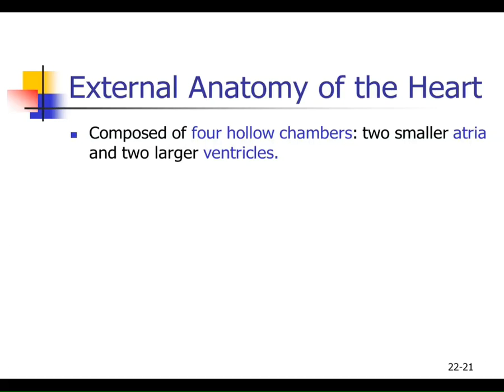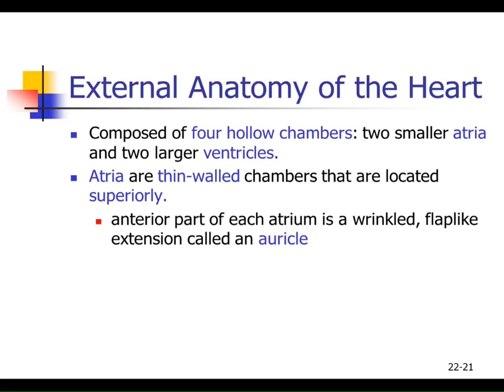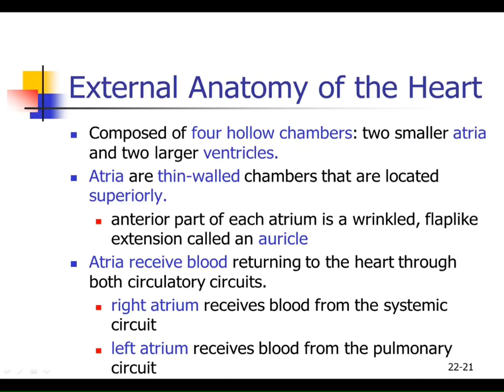Now, we know the heart has 4 chambers, 2 atria, which are smaller, and 2 larger ventricles. The atria are thinner walled chambers. They're located more superiorly. External to the atria, there are these flap-like wrinkled structures called auricles. We know auricle means like the flappy part of our ear, so we're reminded of that. The heart has 2 flappy structures as well. The atria are the receiving chambers, we know this, and the right atrium is going to receive blood from where?